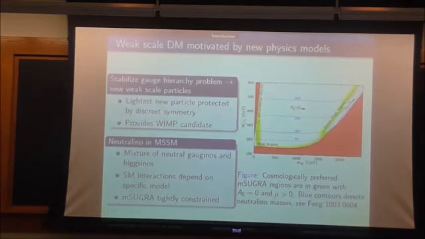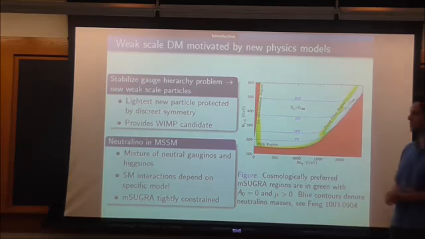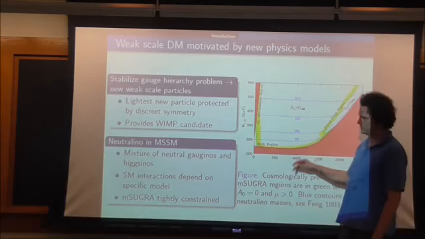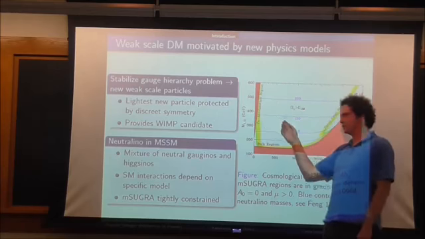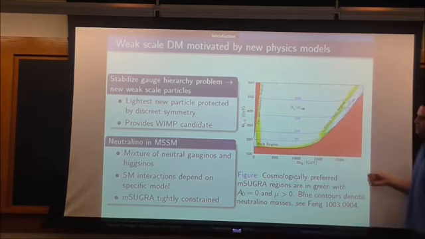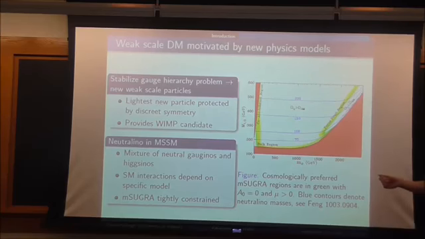Also, you can look at it the other way. Say you're motivated by new physics at the weak scale from models of new physics. If you want to stabilize the hierarchy problem, for instance, you're often going to introduce new weak scale particles. If you have something like extra dimensions or supersymmetry, you're going to have a discrete symmetry, either R parity or KK parity, that stabilizes your lightest new particle, and that gives you your WIMP candidate.